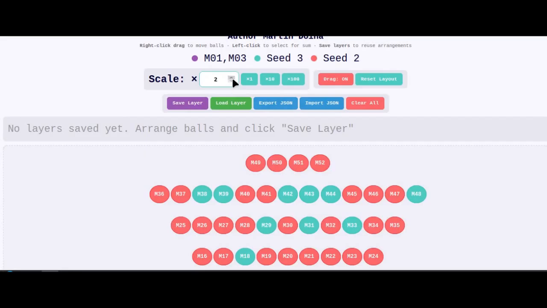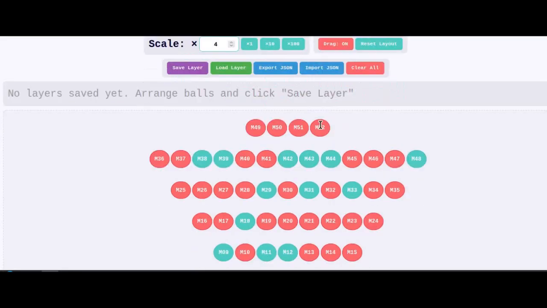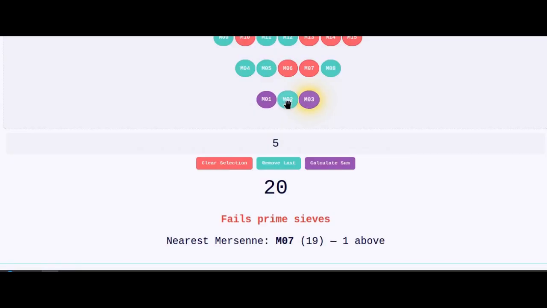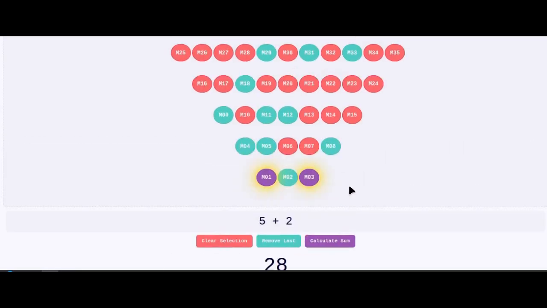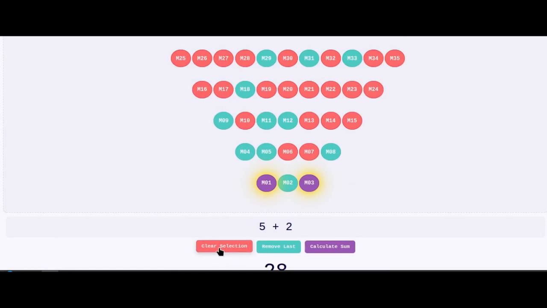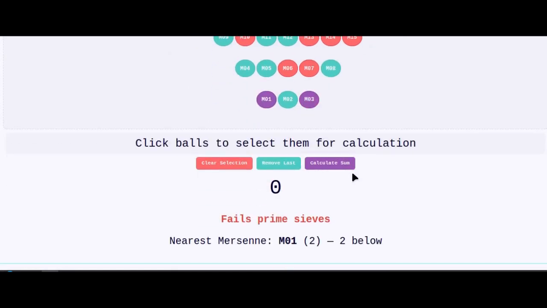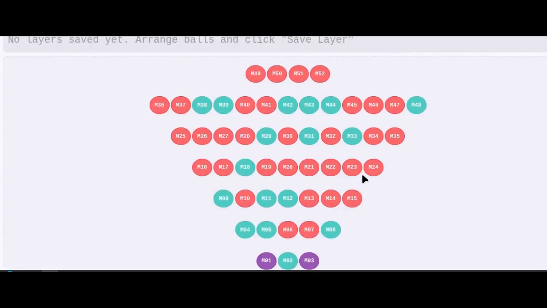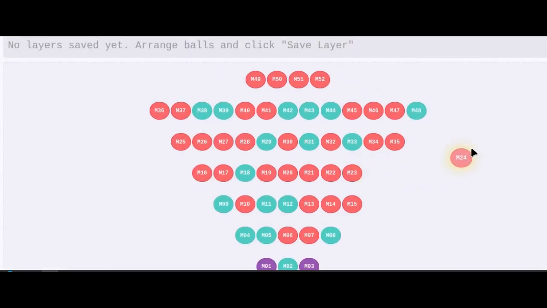The real magic happens at larger scales. When we multiply sums by factors of 10, 100, or custom values, we find that sums of small exponents land remarkably close to larger Mersenne exponents. The differences show mathematical structure. Let me show you how to use this tool.